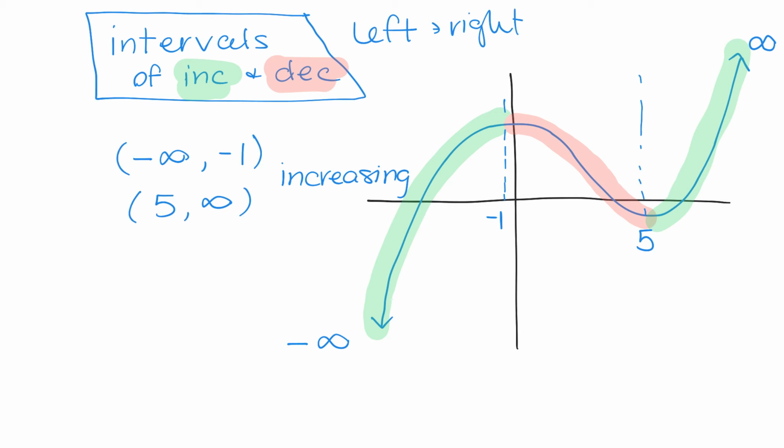So I'm increasing on the interval from negative infinity to negative 1, and I'm increasing from 5 to infinity over here. Now, where is it decreasing? We can say the same for decreasing. Read from left to right. Where does my decreasing start? It starts at negative 1, which is where the red starts, and it goes to 5. So I have 2 intervals of increasing and 1 interval of decreasing. That's all there is to that. I hope it's clear.